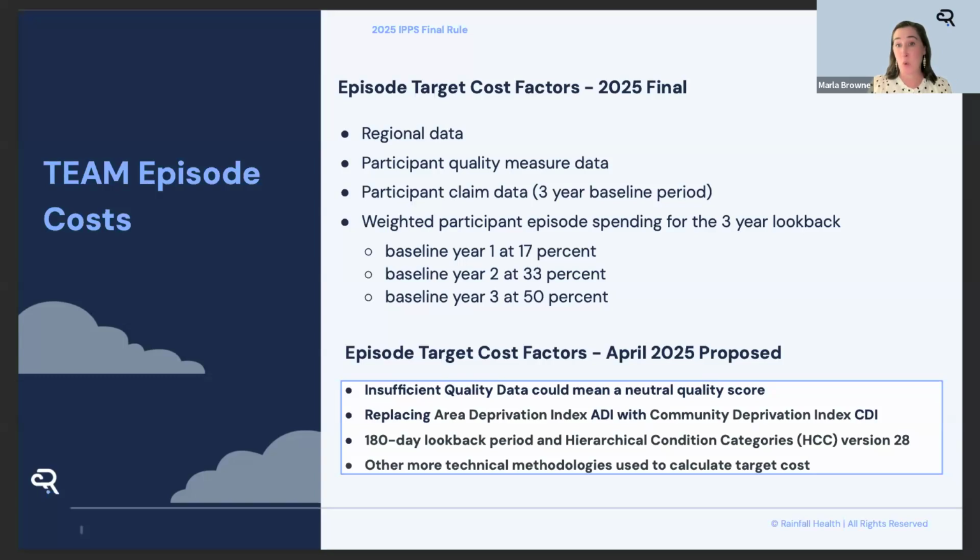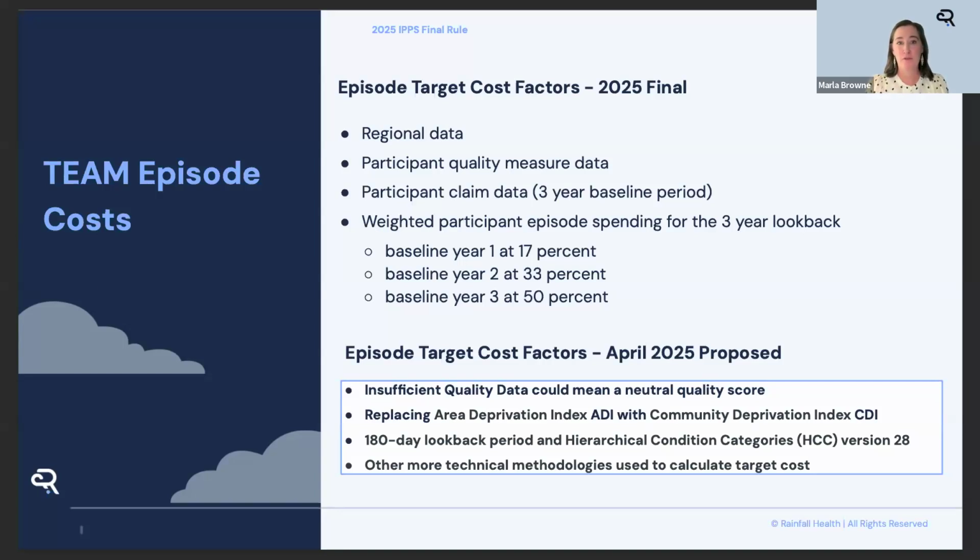Also important to know that there are 26 of those codes that are specific to TEAM that will be subject to that 180-day look back proposed, right? Those are high level. There's a few other really more technical methodologies that are being proposed. Feel free to take a look at that proposal or reach out to us and we'd love to help you.